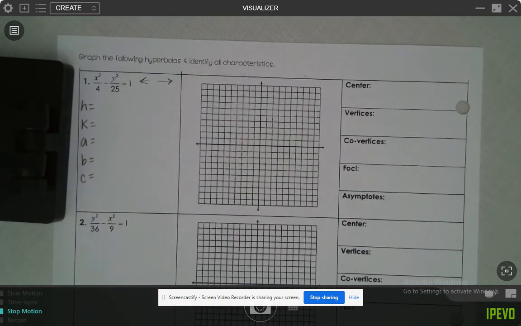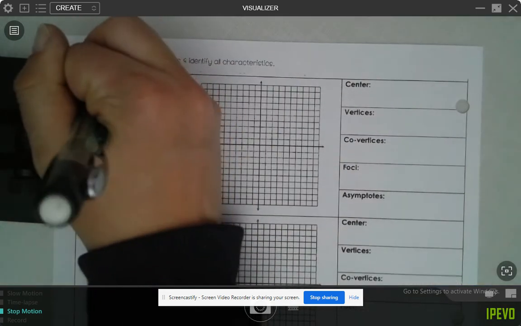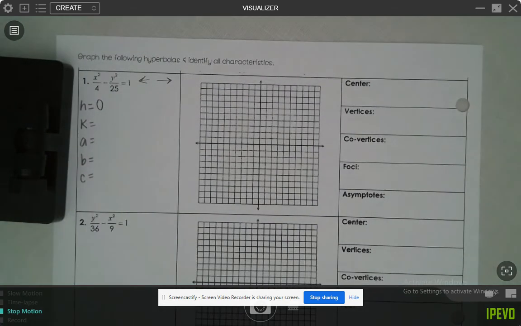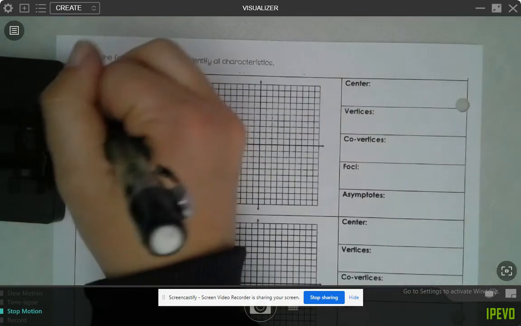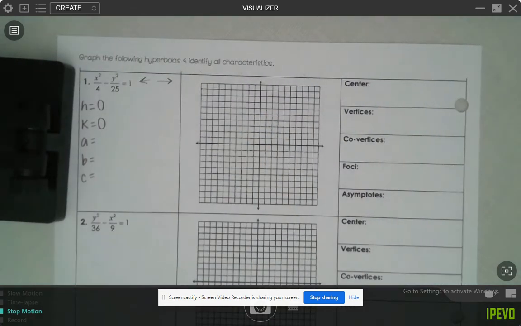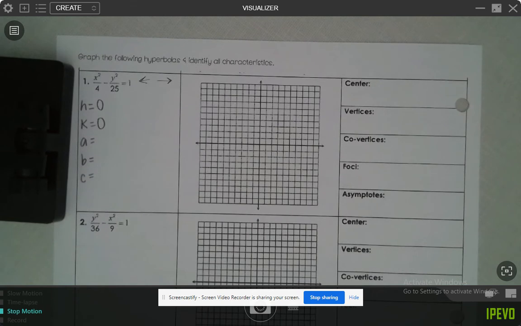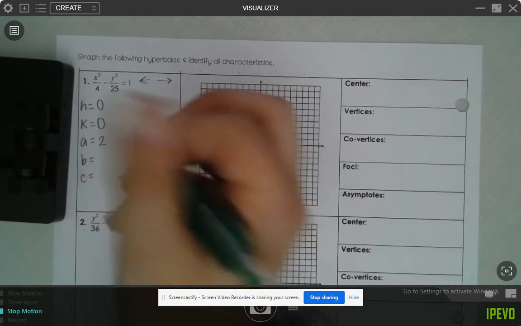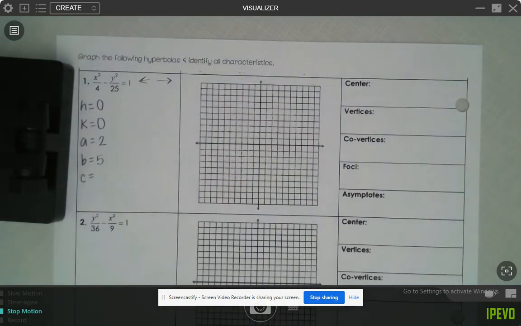What does H equal? 0, because there's nothing in with the X. What does K equal? 0. Questions on that? What does A equal? 2. A is always the first denominator. A is 2 and B is 5.